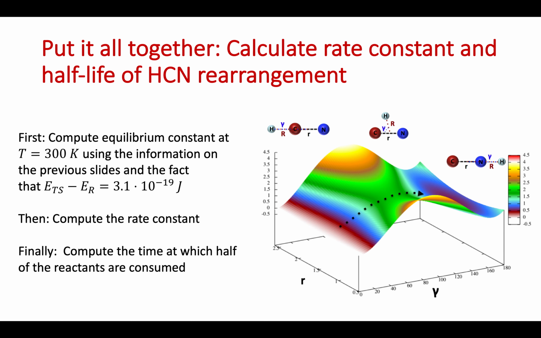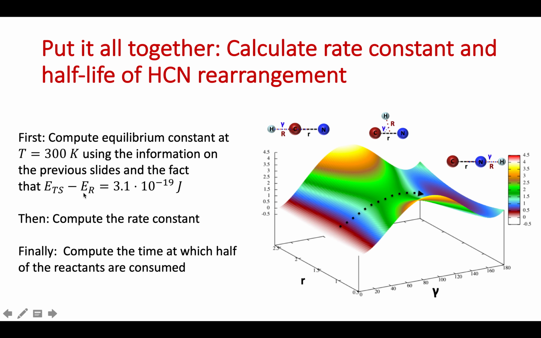Okay, so here's your task now: take the information from these slides and go ahead and compute the rate constant for this rearrangement and compute the half-life of the rearrangement. Meaning don't just find the rate constant, but also figure out how much time it takes in seconds to go from some initial concentration, which you might as well just say is 1 molar, to half that concentration, which would be 1/2 molar. So you have everything that you need to calculate all of those things.